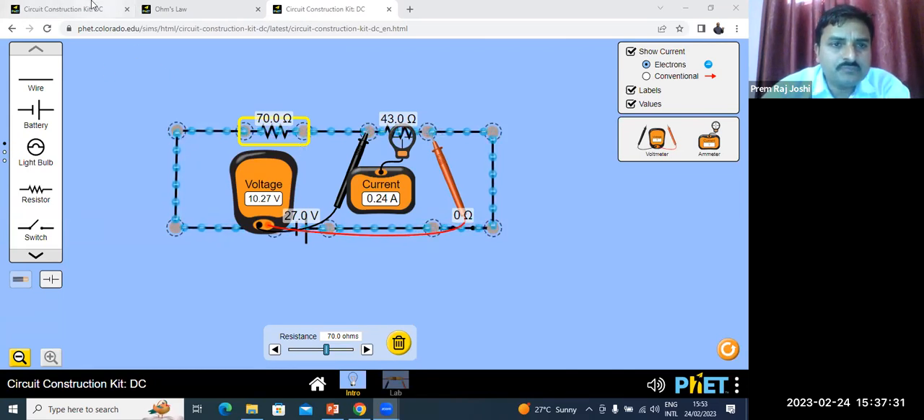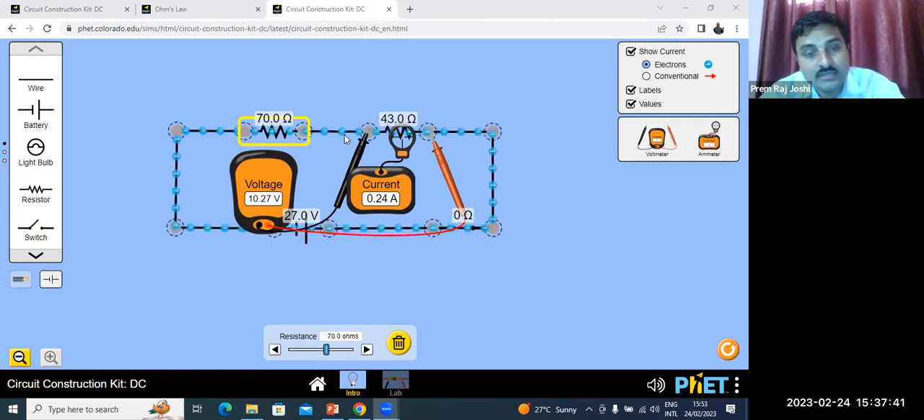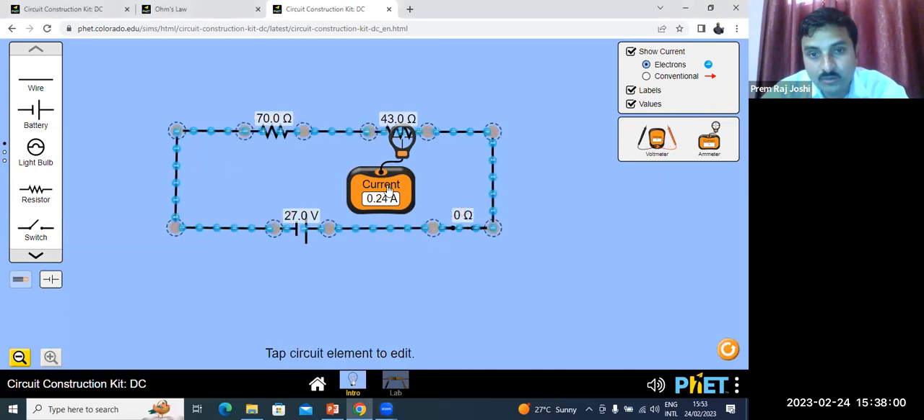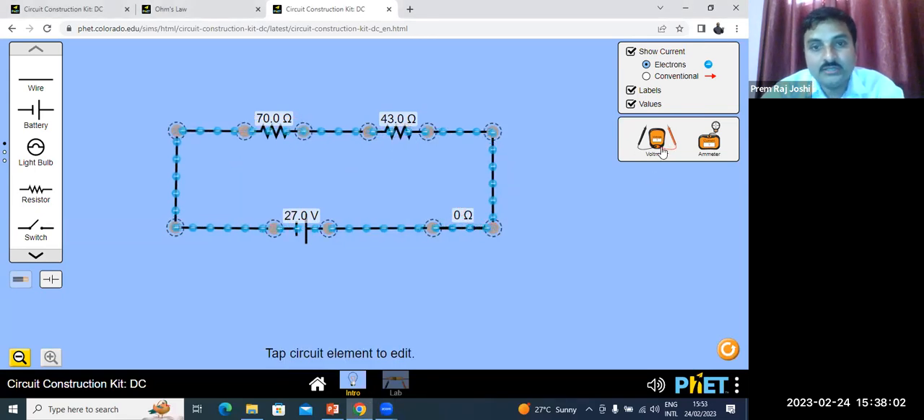Similarly, I'm not going into other details. We can connect the resistors as I have connected in series. You can also connect the resistors in parallel combination. And similarly, we can find the voltage, we can find the current, we can see the relationships, we can compare. And if we do not put the voltage, it does not show any kind of voltage and current.